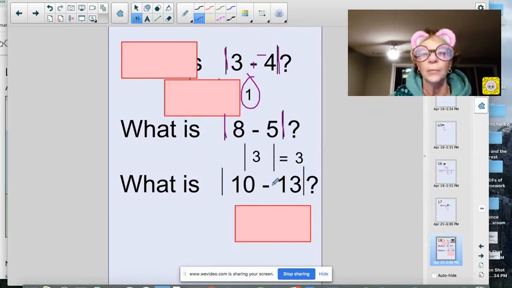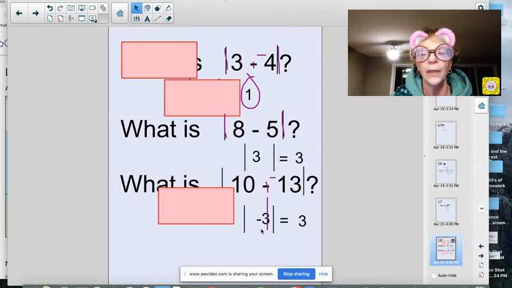I've got 10 plus negative 13, minus negative 13 plus a negative. I have a lot more worms than spiders. How many more? Oop, that's not going to work. Negative 3, but what comes out of absolute value bars is 3.